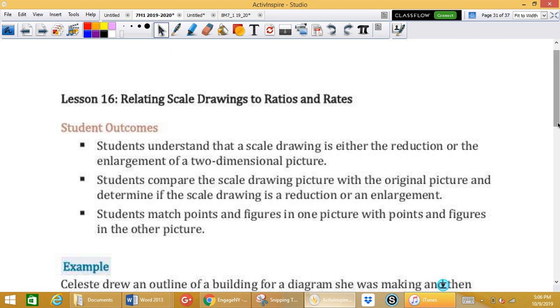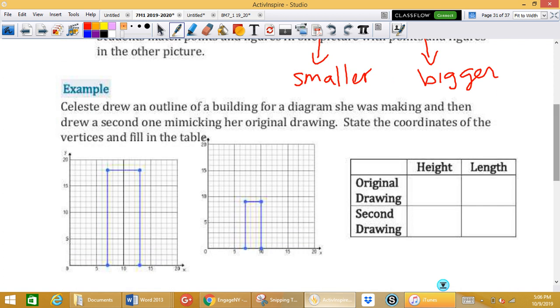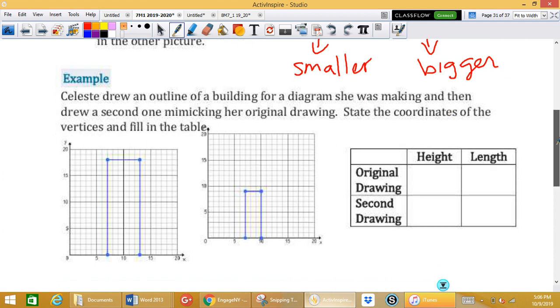So basically, if we have a shape and it's a reduction, that means it's made smaller. An enlargement means bigger. Celeste drew an outline of a building for a diagram she was making and then drew a second one mimicking her original drawing. State the coordinates of the vertices and fill in the table.